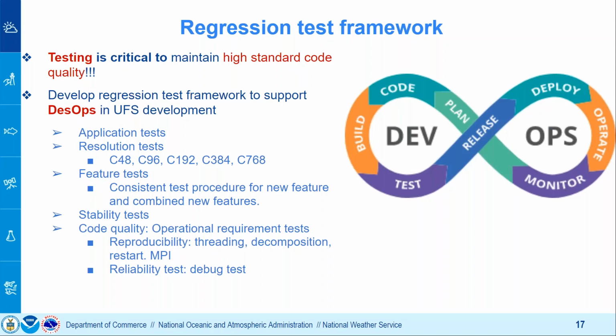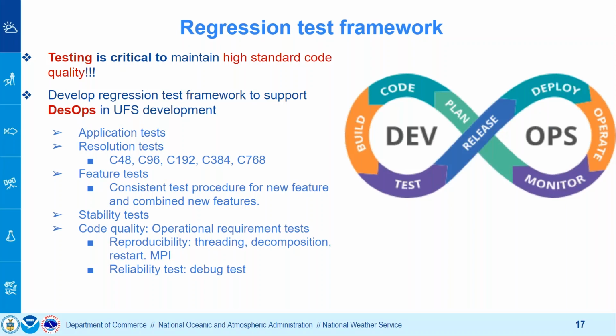As you see, for all the configurations you saw on the previous page, each one of them will have a test to make sure the application is still working when there is a change coming into the code base. There is a resolution test to make sure the targeted features are working for those resolutions. We also have feature tests if there's an innovation, and we have a procedure for how to get the innovation into the system and make sure it doesn't break other configurations.